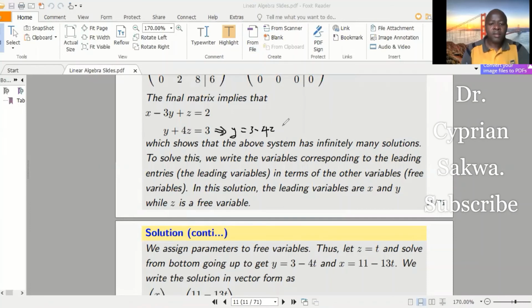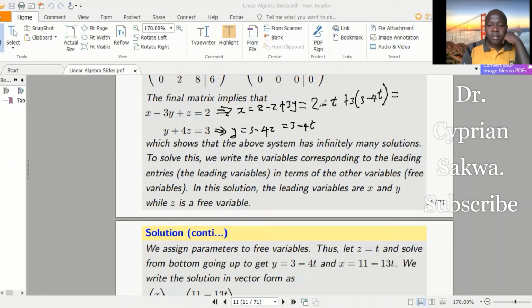Just a minute. But z is t, so y is 3 minus 4t. I can also solve for x. From here, I can see that x equals 2 minus z plus 3y. But I know what z is: z is t. So this is 2 minus t plus 3y. But y is 3 minus 4t.